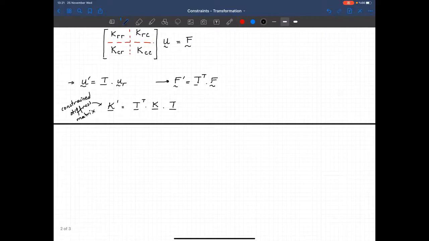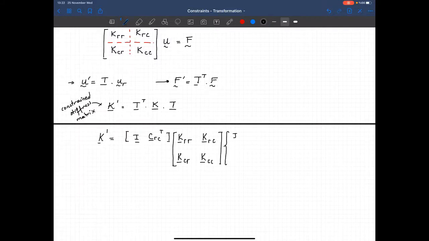So my K prime matrix will be equal to the transformation matrix, I times CRC transpose, multiplied by KRR, KRC, KCR, and KCC. And I will further multiply it by the identity matrix and CRC.